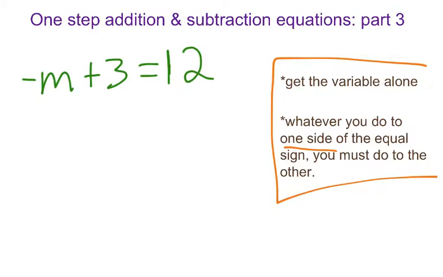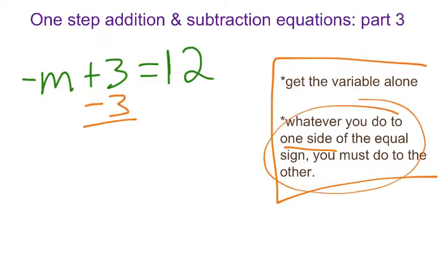So I need to get my variable alone eventually. I want that m to be all by itself. I've got to start by getting rid of that plus 3 that's with it. So I'm going to take that 3 away. And if I subtract 3 from the left side of the equal sign, I've got to subtract 3 from the right side. 12 minus 3 is 9. My equal sign comes straight down. And this has disappeared. I've made it worth nothing. 3 take away 3 is gone. It's nothing. So I'm done with that. All I've got left over here is negative m.